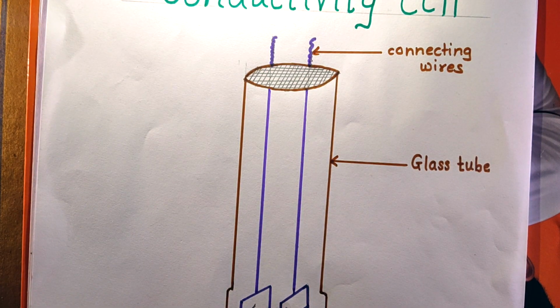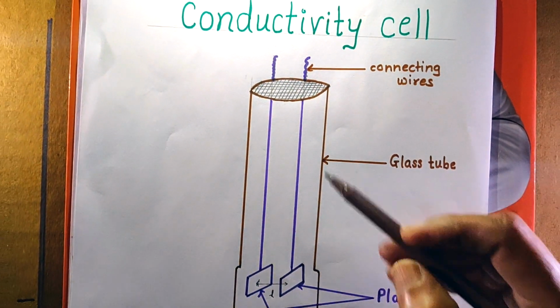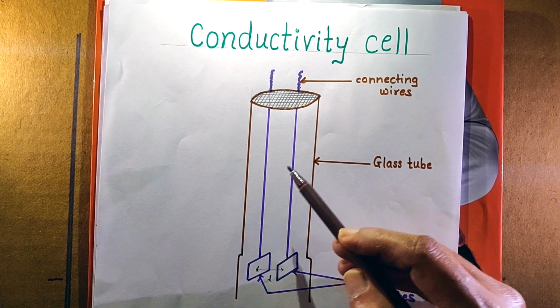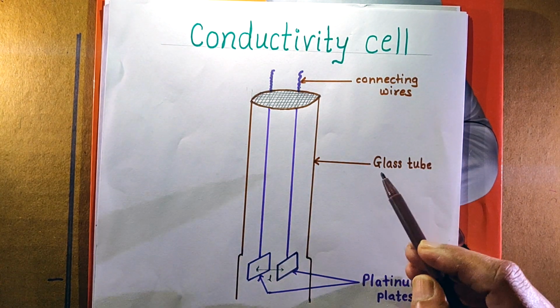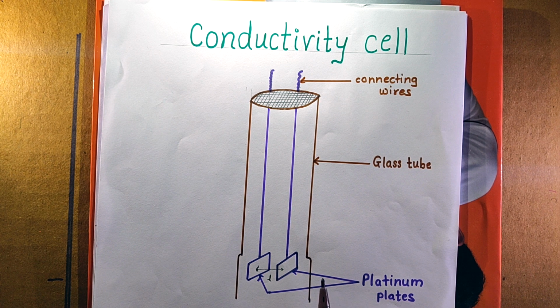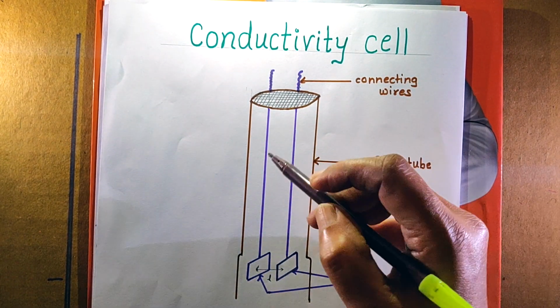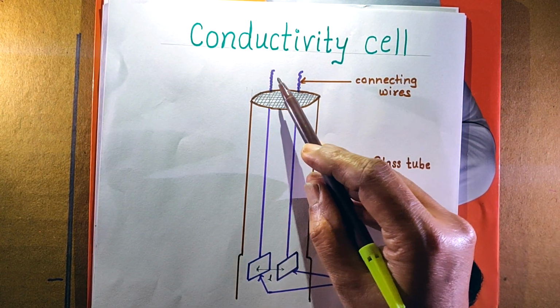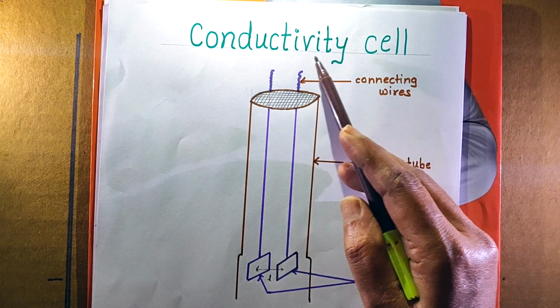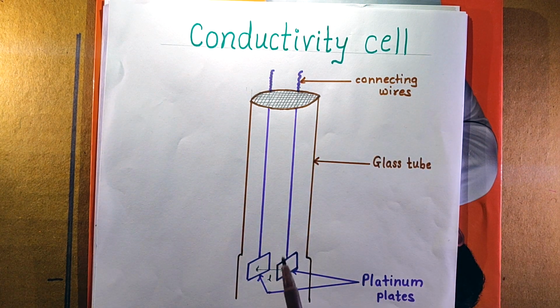Now see here, a conductivity cell consists of a glass tube. See here in this diagram, this is the glass tube. In this glass tube, two platinum plates are attached. Two platinum plates are there. They are attached by using metallic wire, and this metallic wire can be connected in the circuit. These metallic wires are used in the circuit here. This construction is called a conductivity cell.